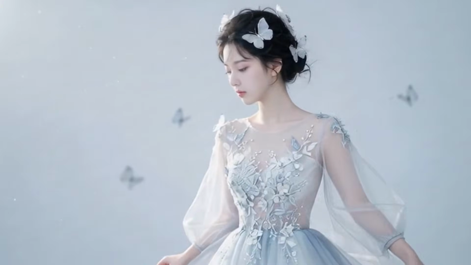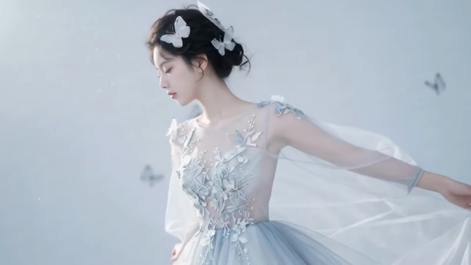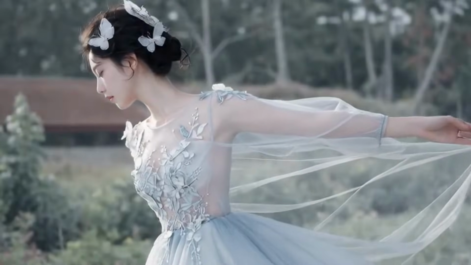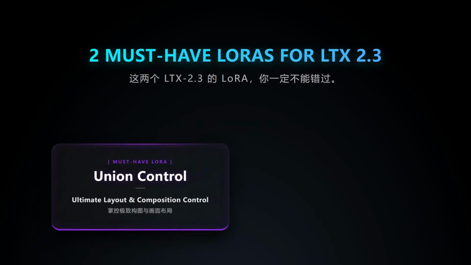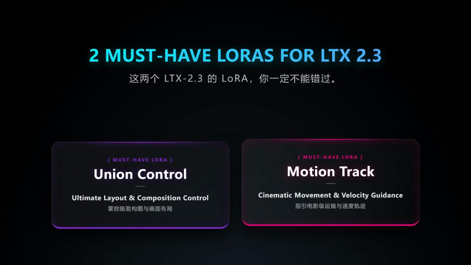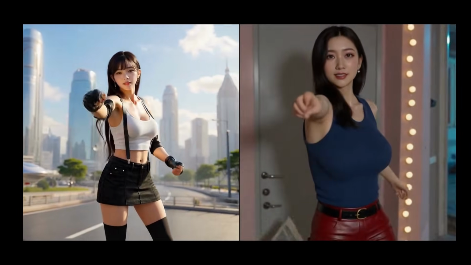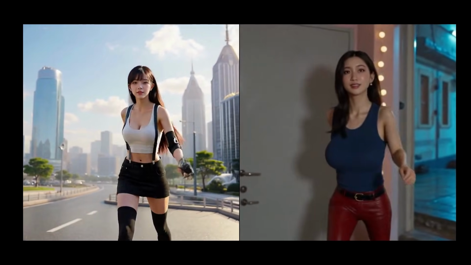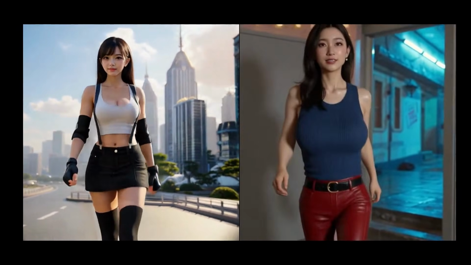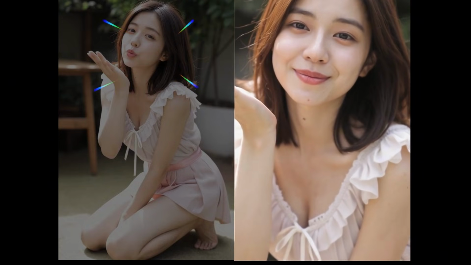You absolutely cannot miss these two LTX 2.3 LoRAs. With them, you can easily pull off video-to-video generation. The first one is called the Union Control LoRA. Just like traditional ControlNet, you can use pose maps, depth maps, or edge maps to control the generation of your target video. The second one is called the Motion Track LoRA. By drawing trajectory curves, you can control the movement of subjects within your video.